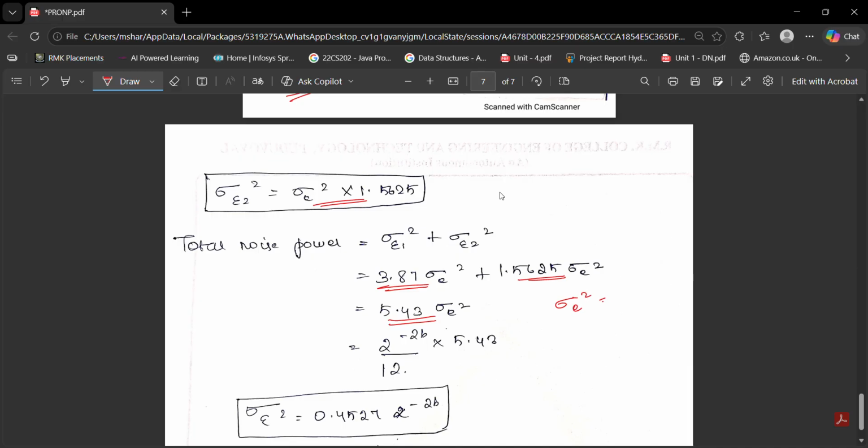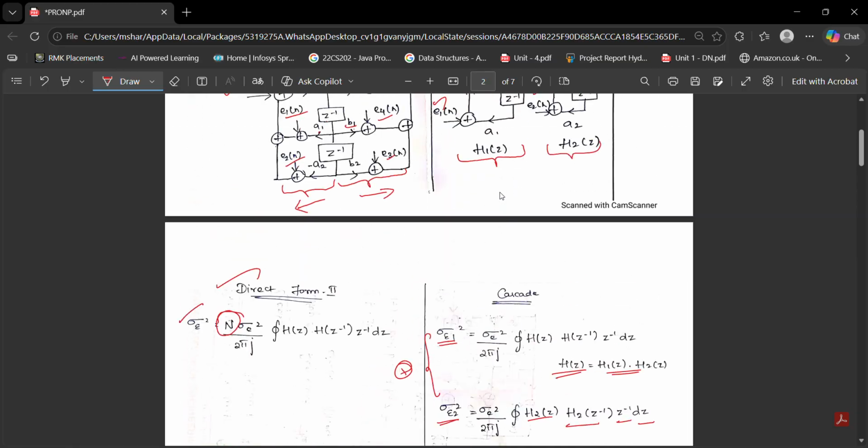We know that sigma e square can be written as q by 12. The q value is 2 power minus 2b, divided by 12. So in this place I will be substituting 2 power minus 2b divided by 12 into 5.43. Now this 5.43 divided by 12 is 0.4527. This 2 power minus 2b will come here as such. So this is the final answer, sigma epsilon square.